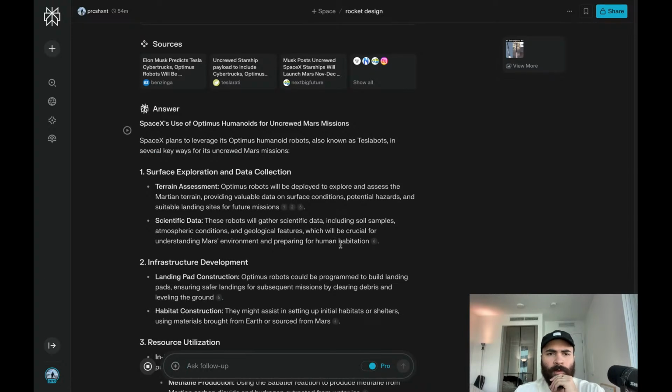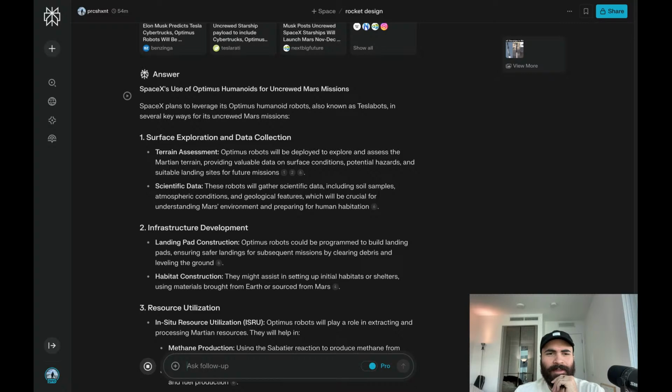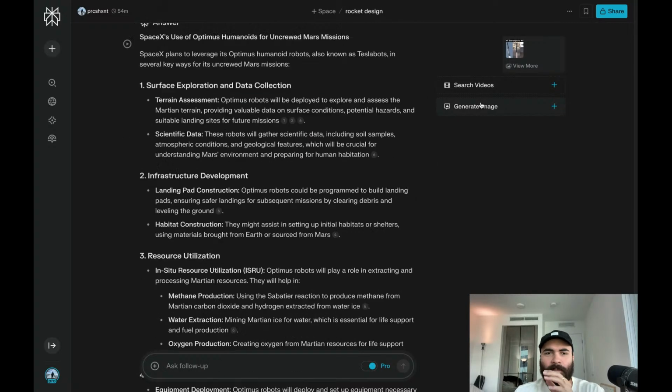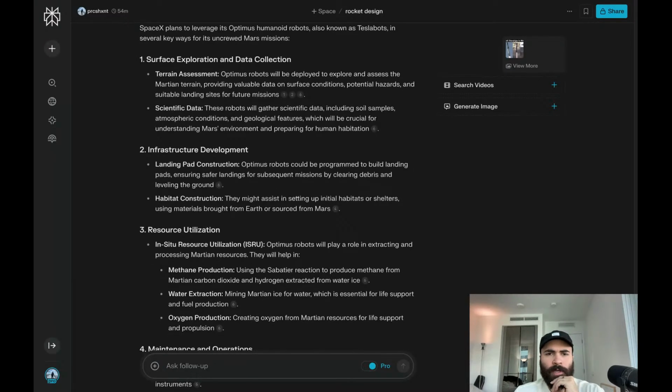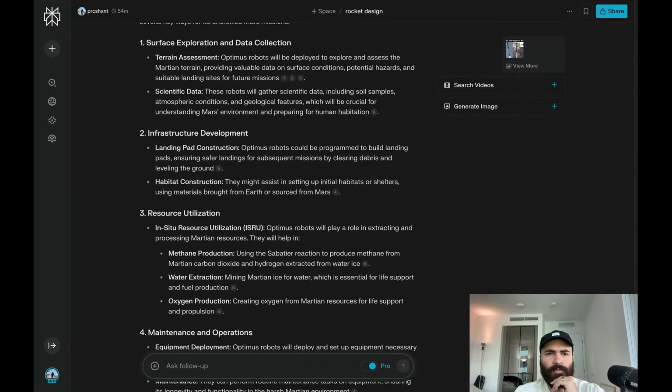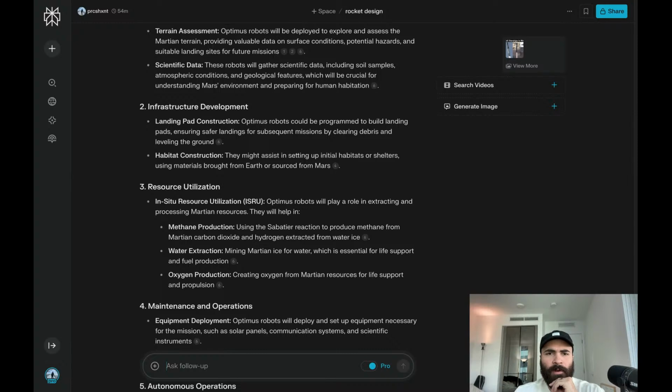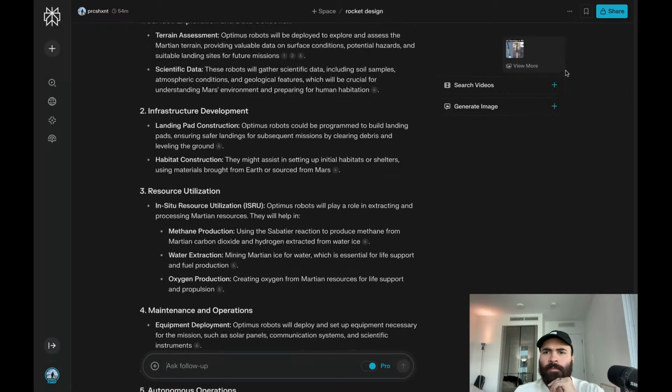Plans to leverage its Optimus humanoid robots, also known as Tesla bots, in several key ways. Whoa. Hey, just keep saying Optimus. Terrain assessment: they will be deployed to explore and assess the Martian terrain, providing valuable data on surface conditions, potential hazards, and suitable landing sites for future missions. These robots will gather scientific data, including soil samples, atmospheric conditions, and geological features, which will be crucial for understanding Mars environment and preparing for human collaboration.